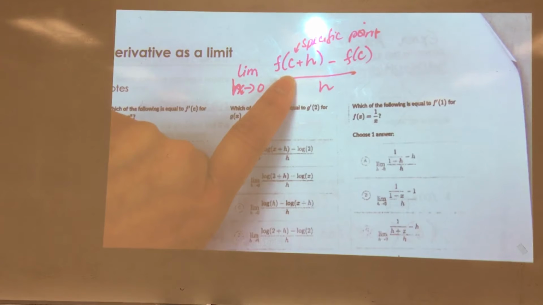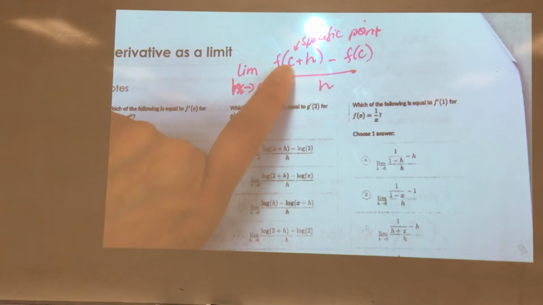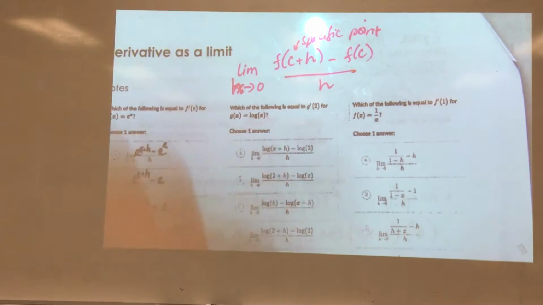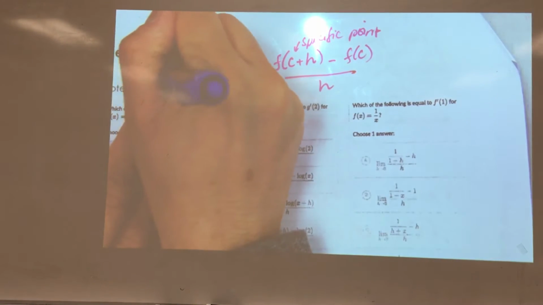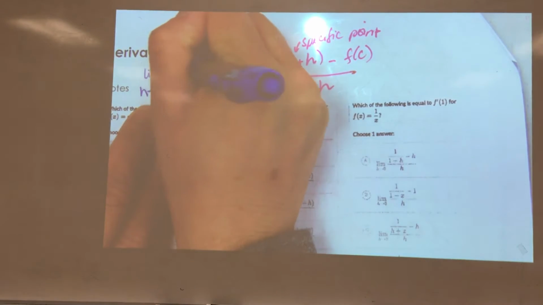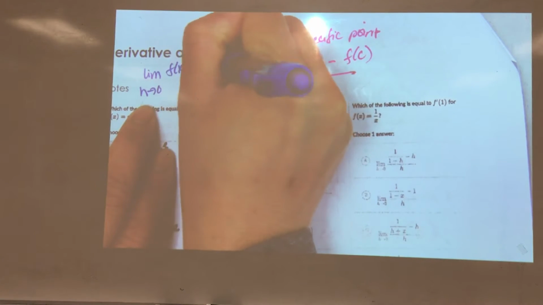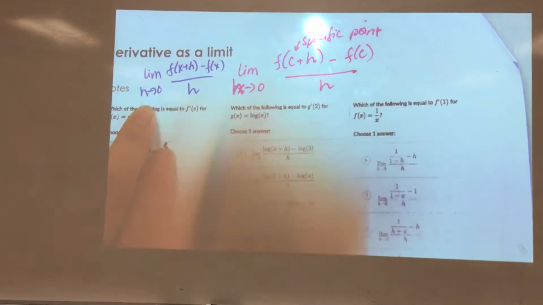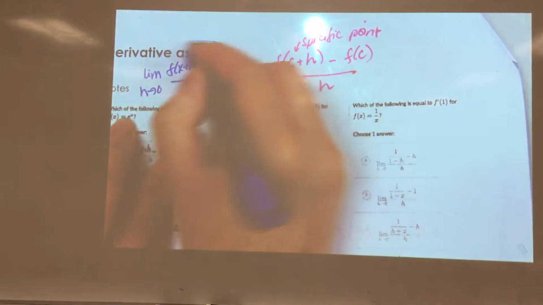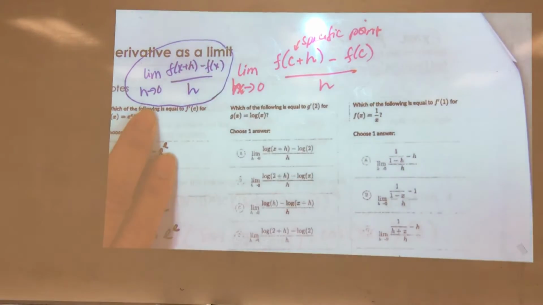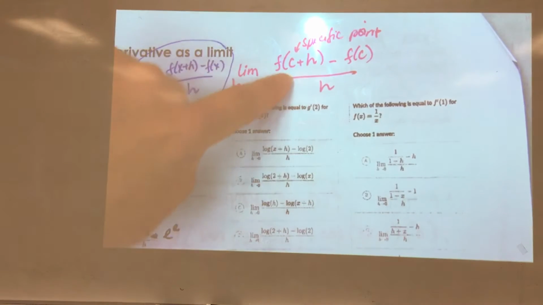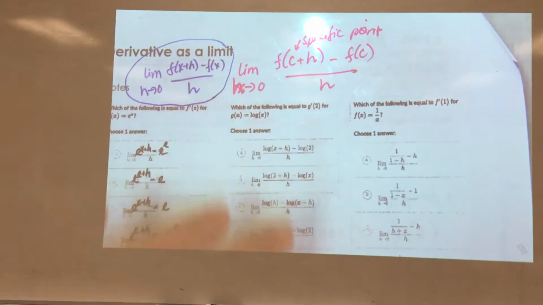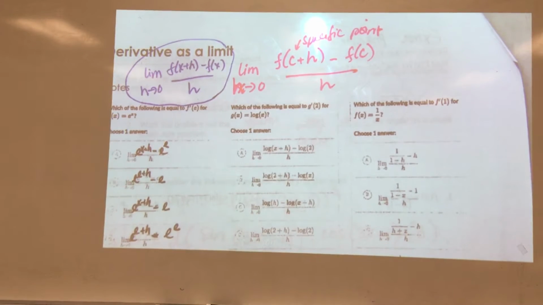If it's not asking for a specific point, then we may have an x value. So you may have f of x plus h minus f of x over h. So you may see something like this. This part is a general derivative. This is at a given point. The one that we're looking at for the next couple of problems is at a given point.